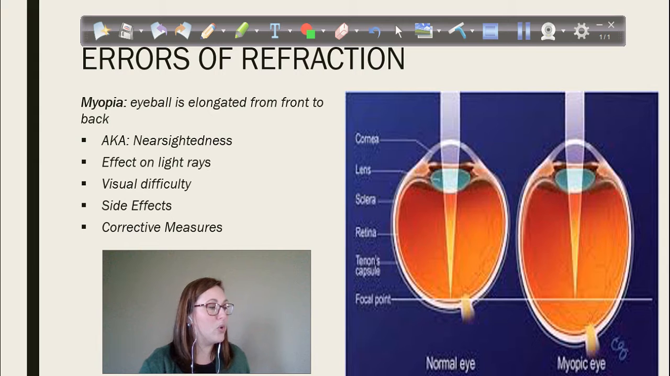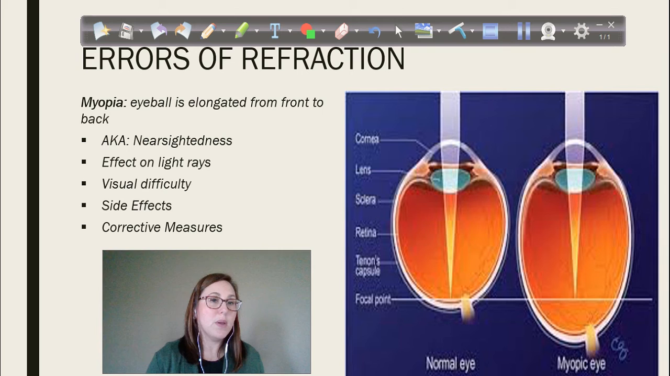People who have myopia, or nearsightedness, might squint a lot and might experience headaches. The way to correct that is through eyeglasses or contact lenses, which allow light rays to focus on the area of the retina that they should. Again, refraction is the bending of light rays so that they can focus on the retina, and in myopia the light rays focus just in front of the retina. So basically, when we have an error of refraction, there's a defect in our eyeball.